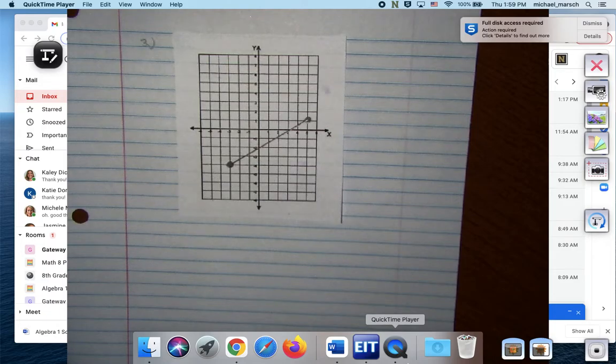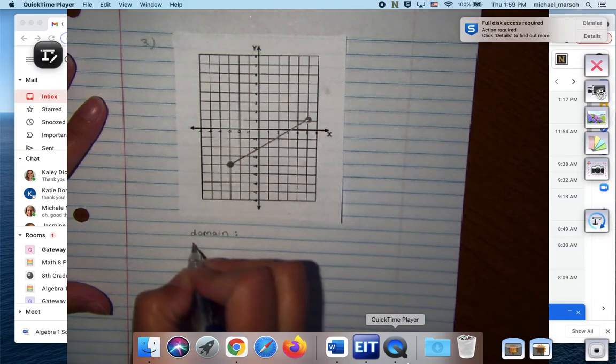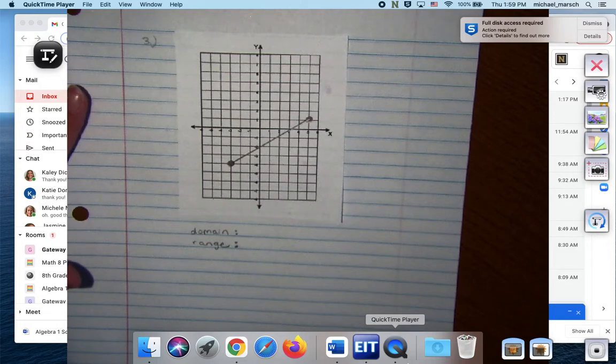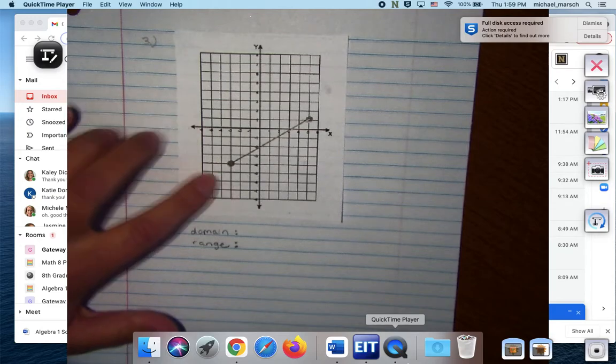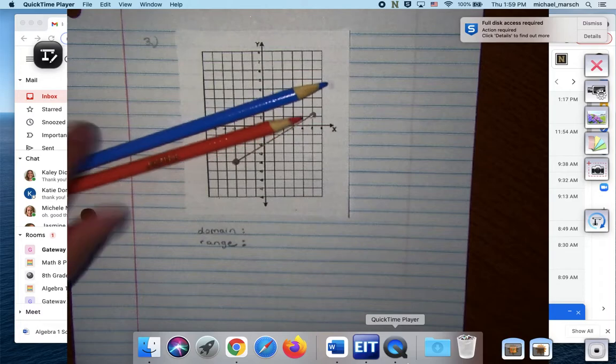Okay. So we're going to write underneath here domain and range. Now you need two colors. I'm going to be using orange and blue. You can use whatever colors you want as long as you coordinate. I just used my pencil for this, but just don't use the same color you used if you used something else. I like these colors. I'm going to use orange and blue.